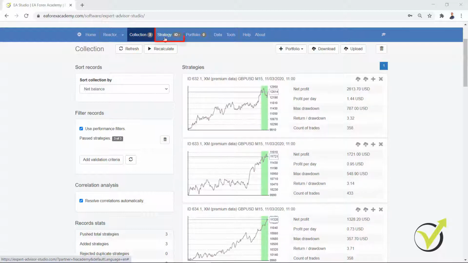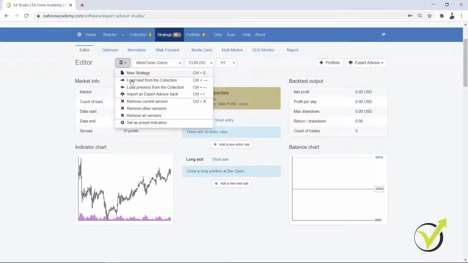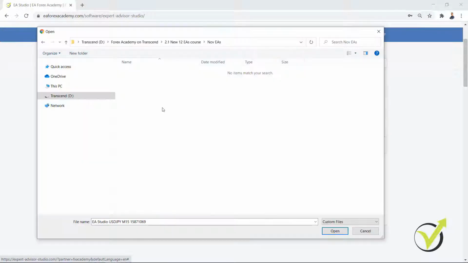What I will do now is go to Strategy, and right in the editor we see this arrow where we can have a drop down menu, and I will go for the option to import an expert advisor back. This is possible as well with Ctrl+I from your keyboard. I will click on it, and in the folder that I prepared before the video, I will be pasting the 2 expert advisors for the dollar yen. Here they are, and now I will open the first one, for example the one for the hourly chart.